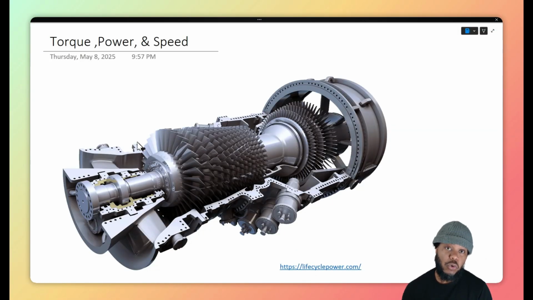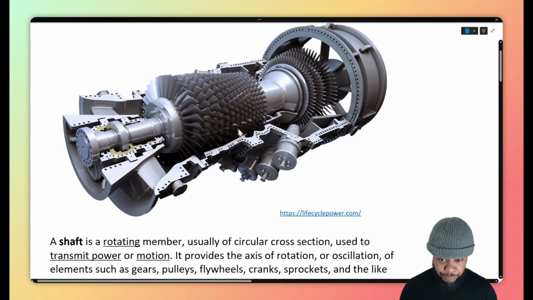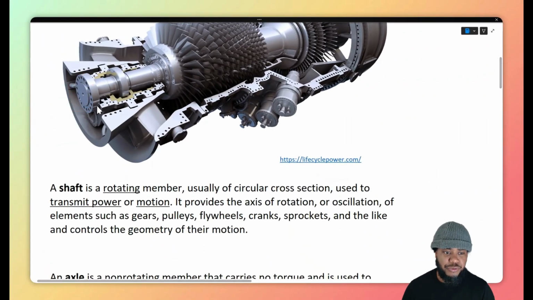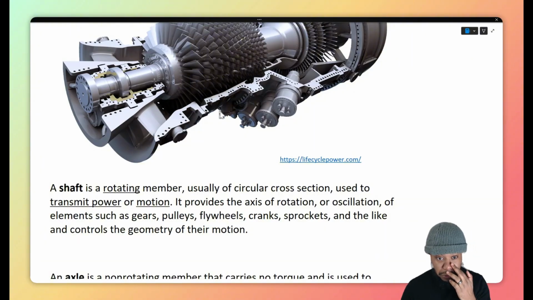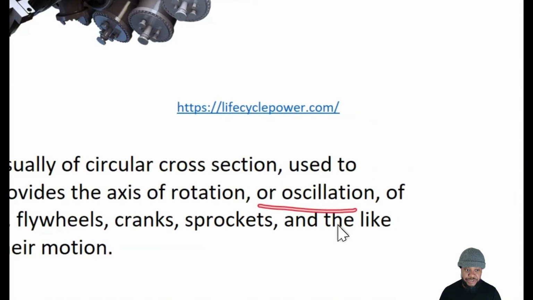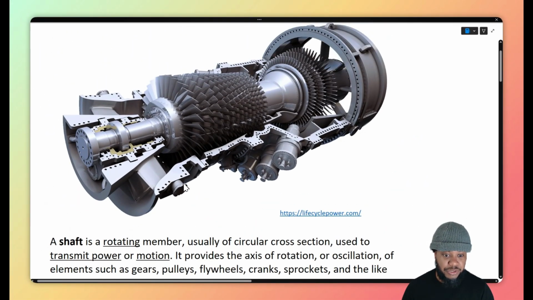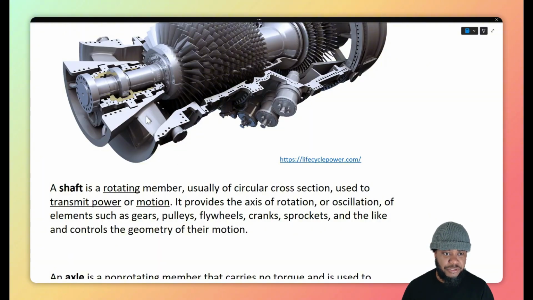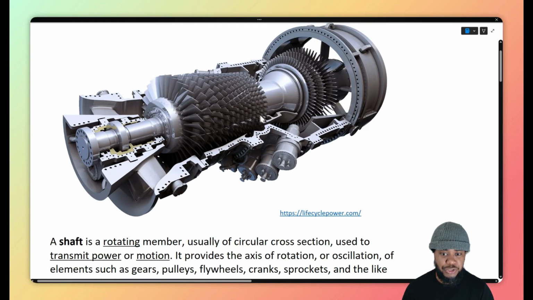Today, we're going to learn about torque, power, and speed. Now, shafts are rotating members. Usually, they have a circular cross section and they're used to either transmit power or motion through a mechanical system. The shaft provides an axis of rotation or oscillation, and it can have many different elements. There can be gears, pulleys, flywheels, cranks, bearings, and other types of geometry that help to control motion or even induce motion within a structure.